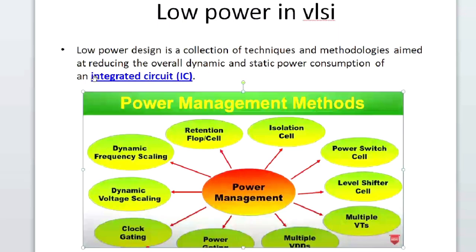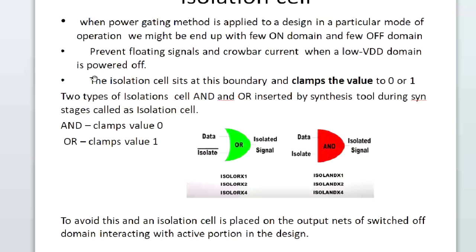Moving to isolation cells. Why do isolation cells come into the picture first? In the initial phase, because of the low power requirement in the design from the top level, they are deciding that different blocks operate at different frequencies and in different domains. Some blocks operate in VDD1, some are switchable, some are always on.